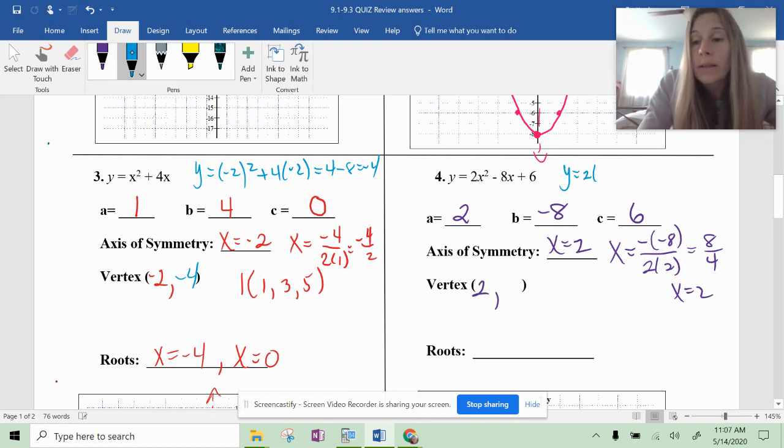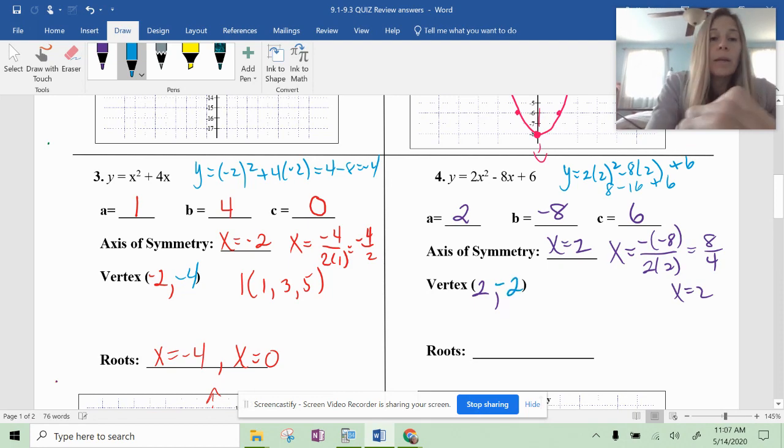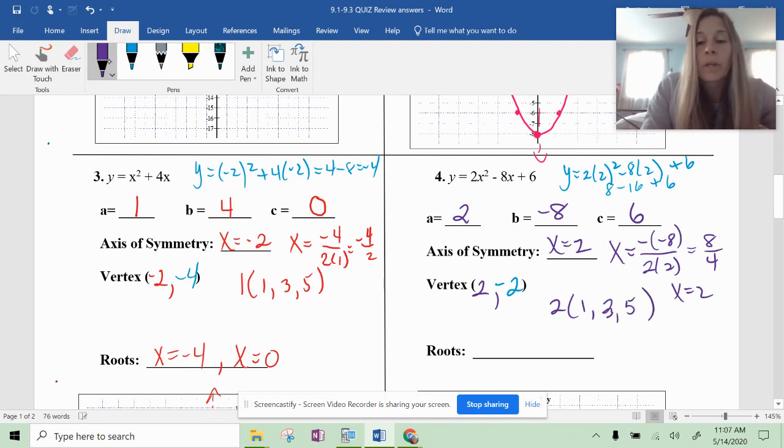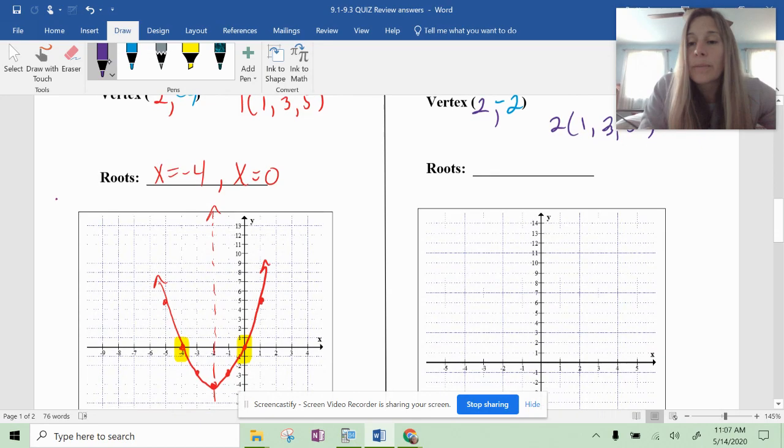So when I plug in that 2 for x, I want to find my y. So 2 squared is 4, 4 times 2 is 8, 8 times 2 is 16, plus 6. So -8 plus 6 would be -2. And then I'm going to use my graphing pattern, which will be 2 times 1, 3, and 5. So 2, -2 is my vertex.